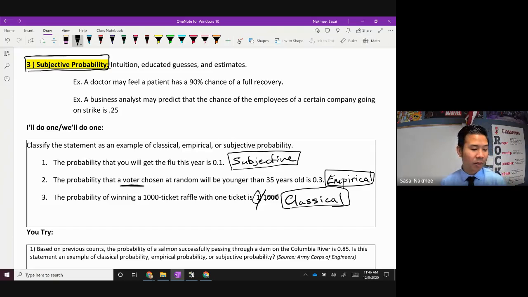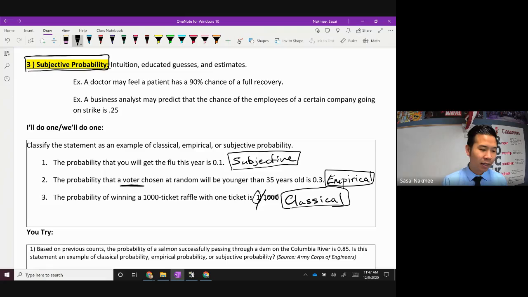Empirical and classical is probably the most hard to differentiate between the two. Like I said, classical is just basically what you can count from what is mathematically equal to each other. So the chances of you winning this raffle, right? If you only have 1 ticket out of a pool of 1,000 tickets, the chances of you winning is 1 out of 1,000. I don't do anything else. I just look to see what numbers are there.